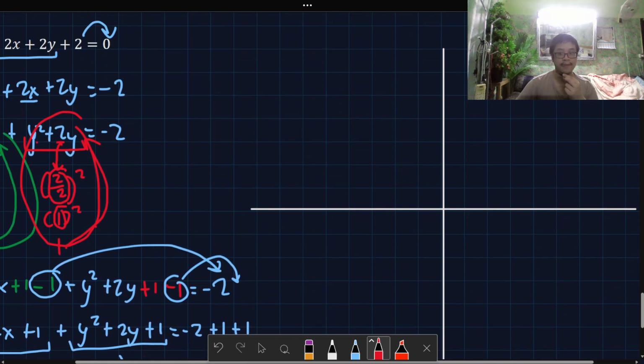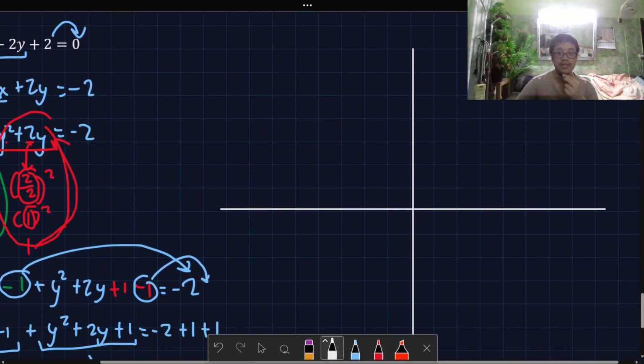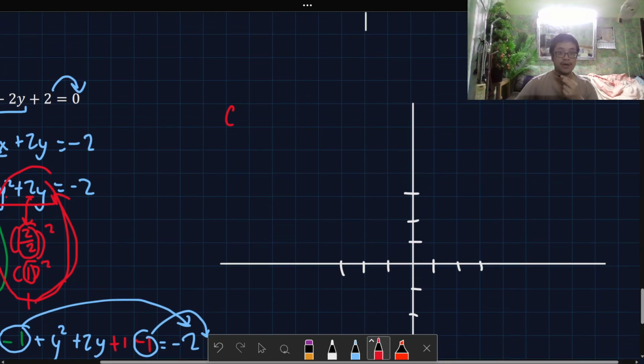So let's graph it out, okay? Here, let me just put the integers. 1, 2, 3, 1, 2, 3, 1, 2, 3, 1, 2, 3. So the center is once again negative 1, negative 1. So your x is negative 1 and your y is also negative 1.